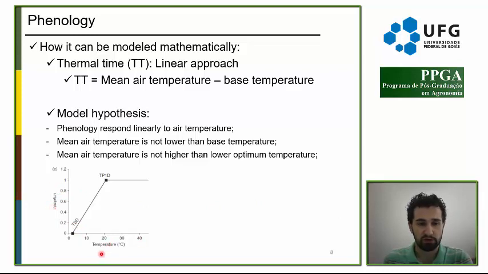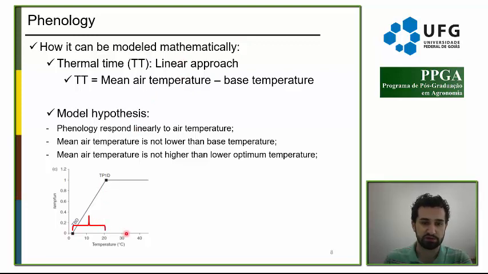So here we have an example of one type of temperature response function. Here we have the base temperature. Below this point the crop can't grow, and at a higher value from this point the crop will get an increase of development until reaching the maximum at this optimum temperature. This model can just be used if I have an environment temperature from this point until this point, because our model is linear.